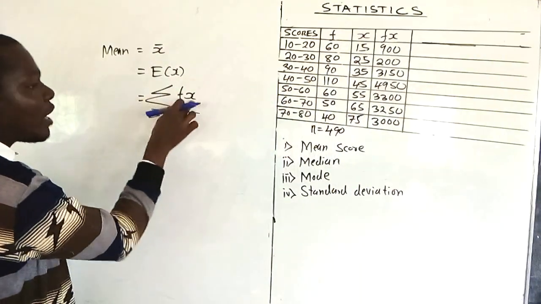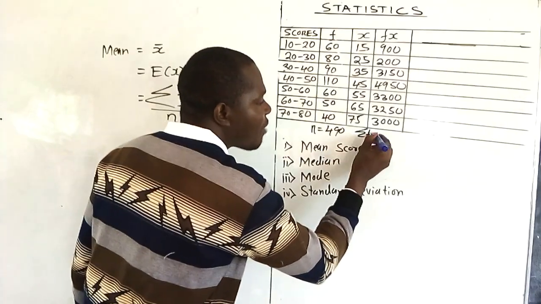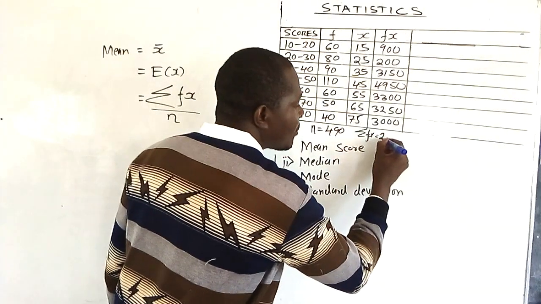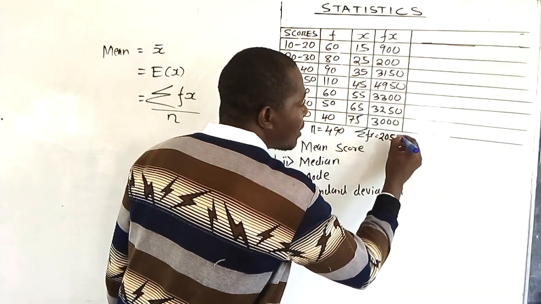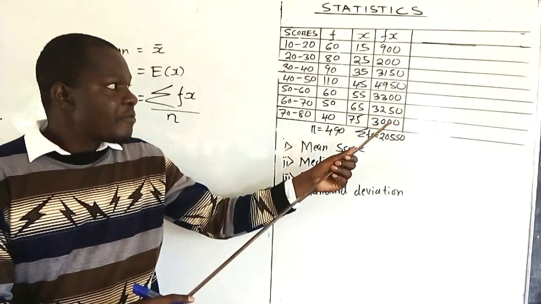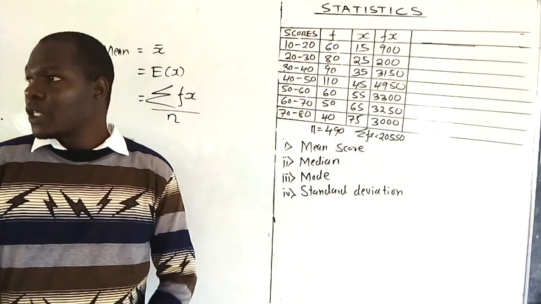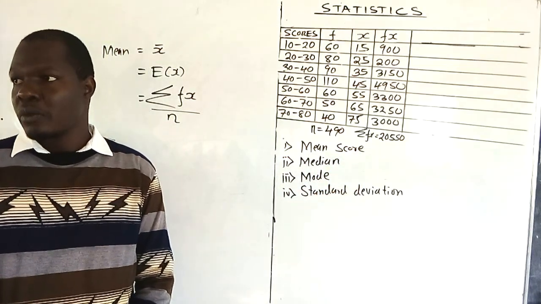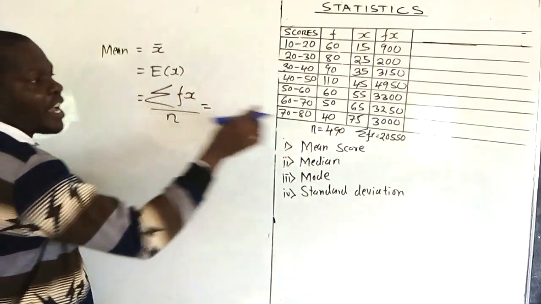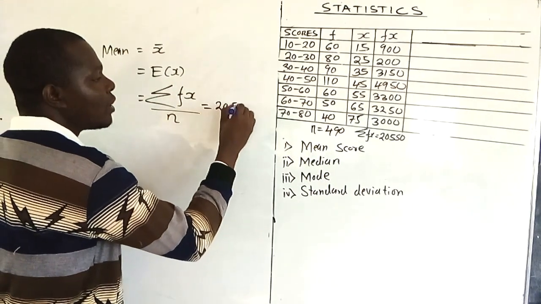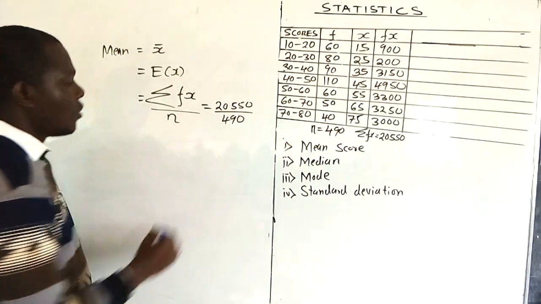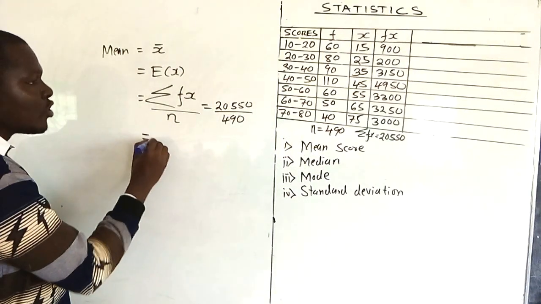Now you want to sum all Fx. When you sum all of them, what do you get? When you add up all the Fx, you end up with 25550. Are we together? Now, what we need to do is just to substitute. Summing up all Fx, we found 25550. Then we divide by the total number N, which we found to be 490. So in the end, what do you get to be the mean?